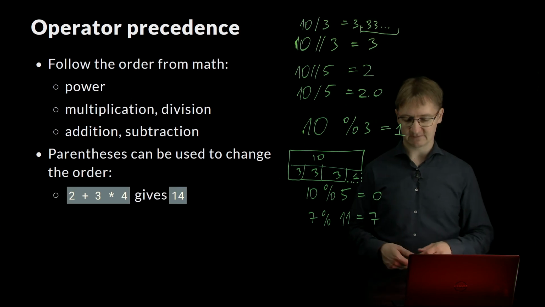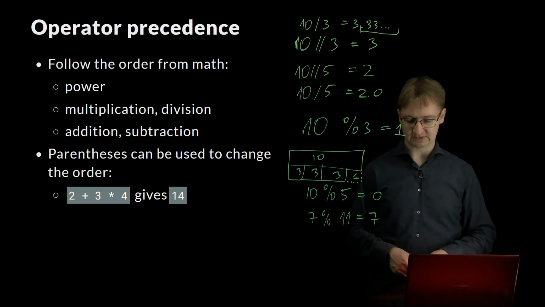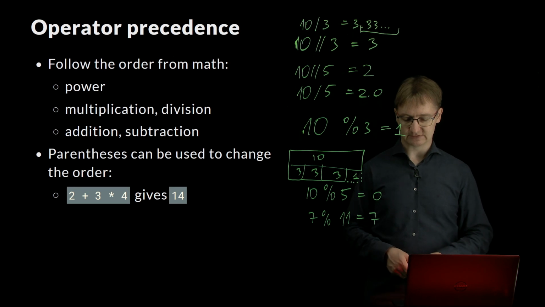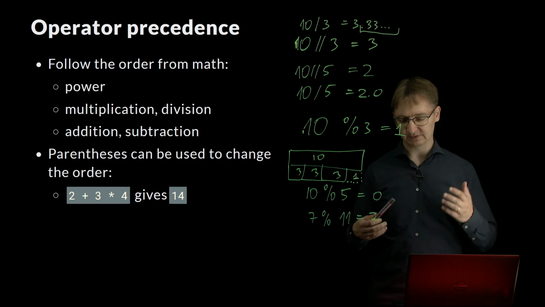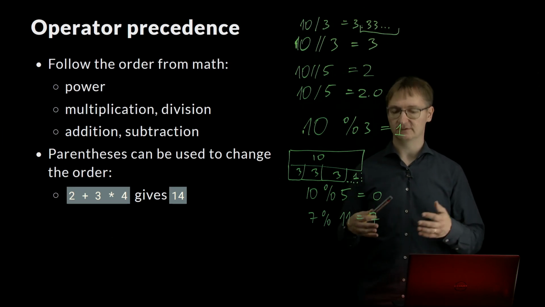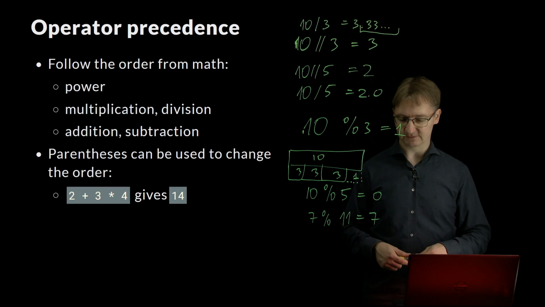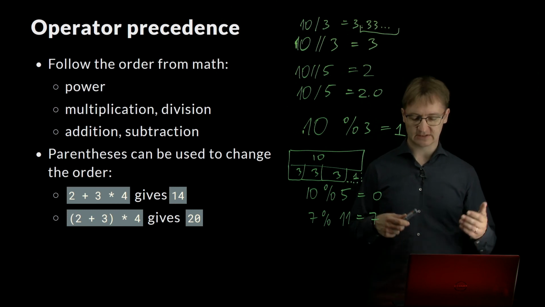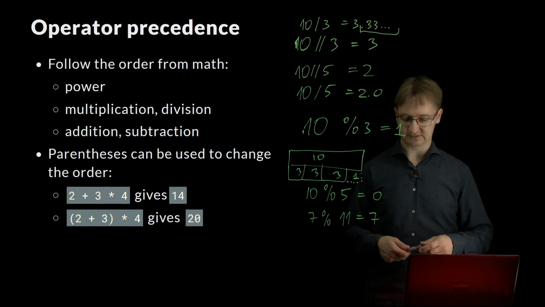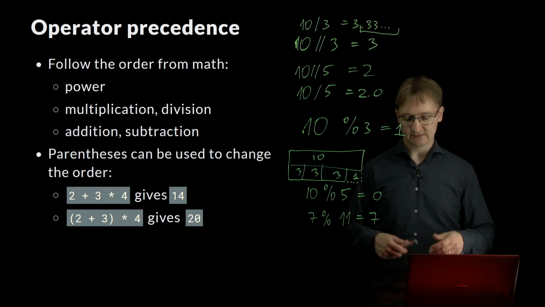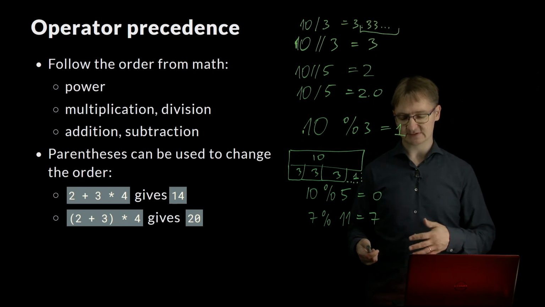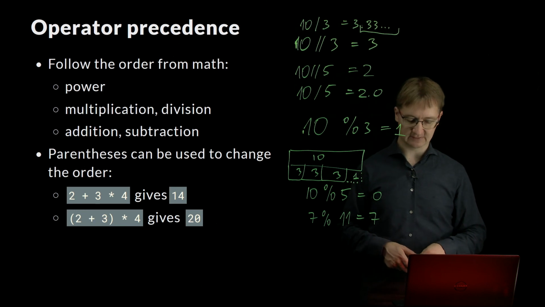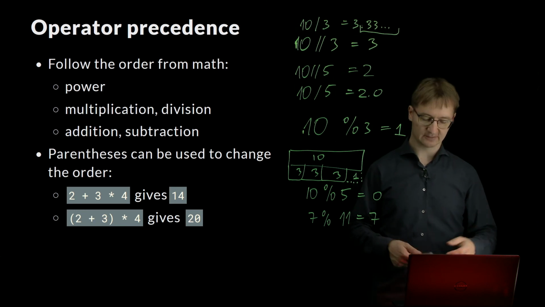So for example, if you have the given example 2 plus 3 times 4, what happens is that the multiplication is done first. So we get 12 there, and then 2 is added. So we end up with 14. But if we want to do this addition first, then we have to use parentheses here. So now the 2 plus 3 is calculated first, we get 5, and then 5 is multiplied by 4, we get 20.